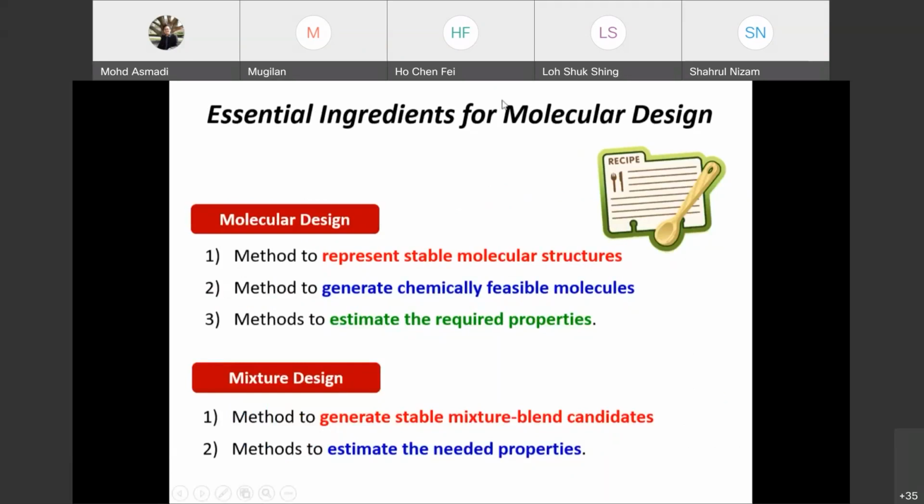In molecular design, the structure must represent a stable molecular structure, generate chemically feasible molecules, and also must estimate the required properties. This is the essential ingredient for the mixture design: similarly stable, and estimate the needed properties. As I told you, the needed properties are what we did just now in the example.